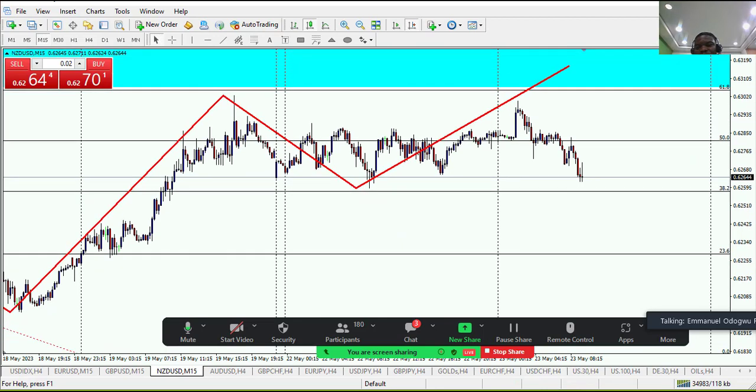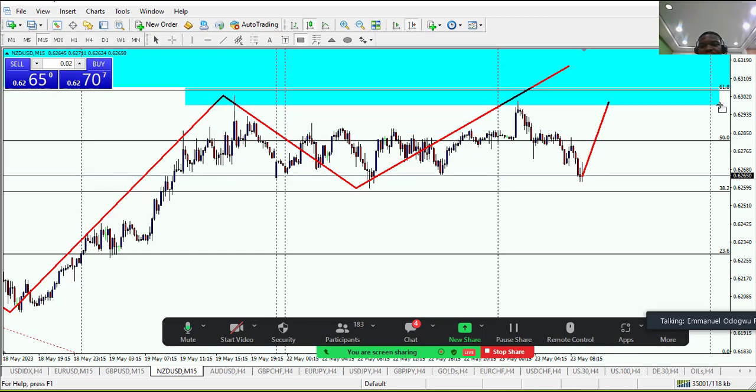So this is NZD here. We saw weakness in NZD, so generally I would like to do a sell. I would like to sell the New Zealand dollar if the price retraces upward again towards this level. So I'm going to do an aggressive entry here, because I saw weakness in NZD.